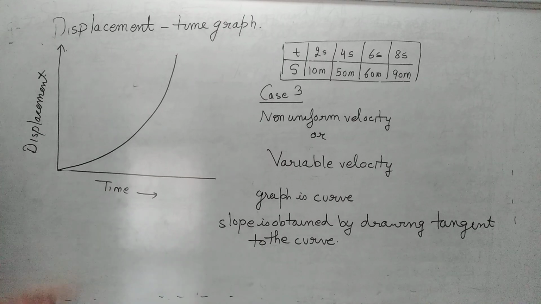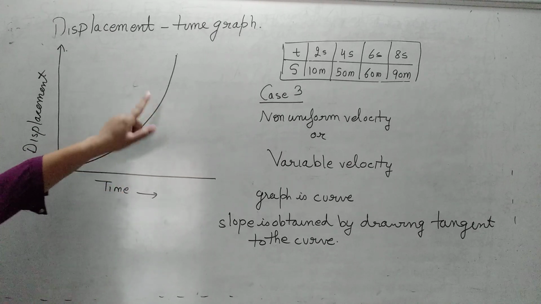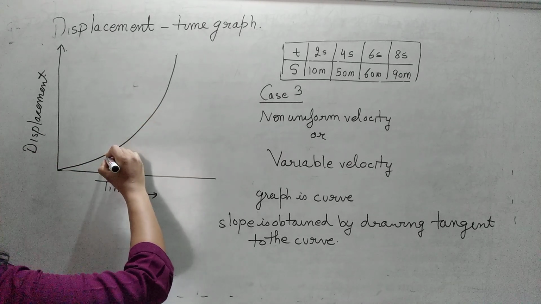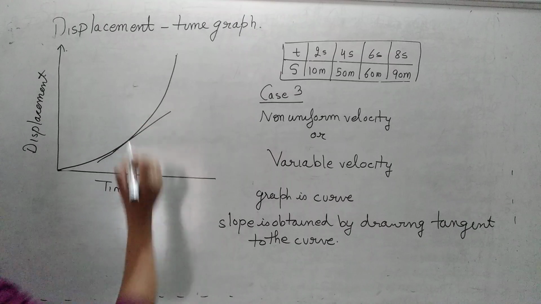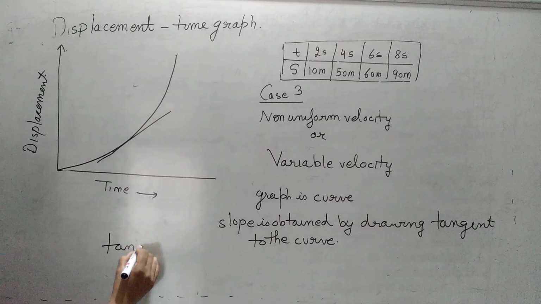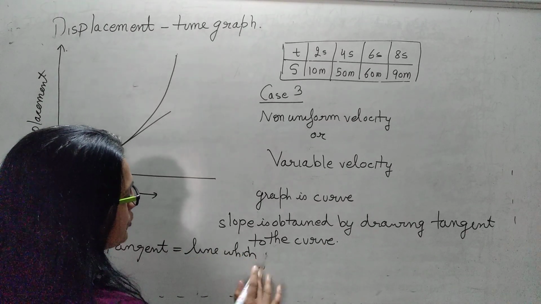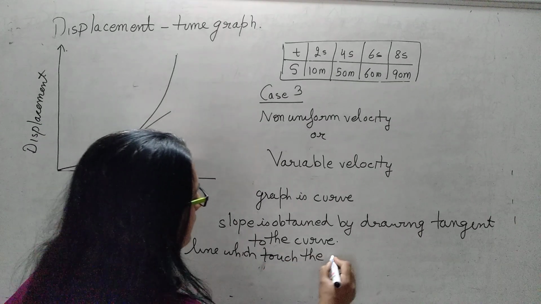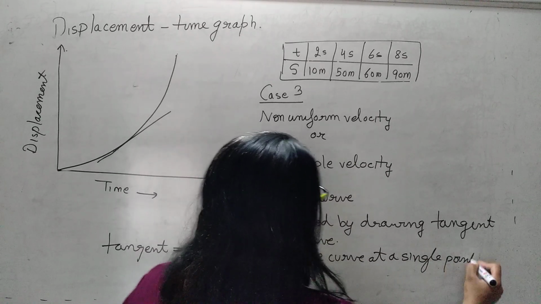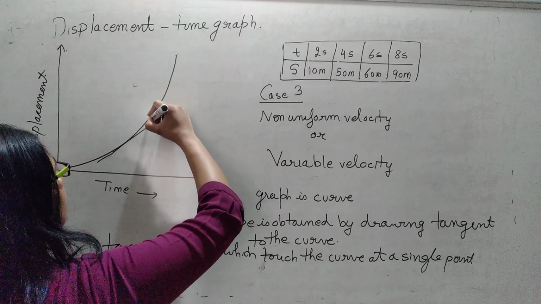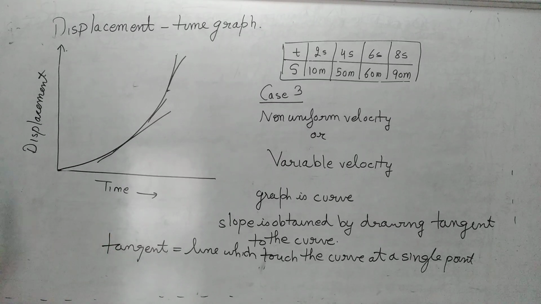And how do you find the velocity of this curve? We know that velocity is obtained by the slope of the curve. अब इसका slope कैसे आएगा? By drawing a tangent. What is a tangent? A tangent is a line which touches the curve at a single point. So कहीं पे भी अगर आपको velocity find out करनी है, वहां पर आप tangent draw करो and you will find out the velocity of the curve at that point.